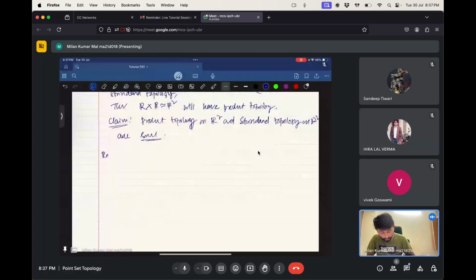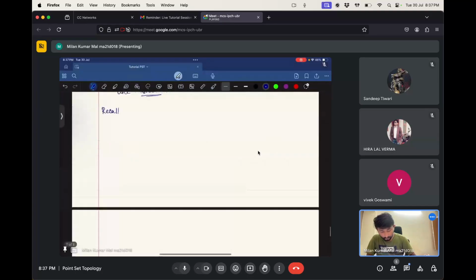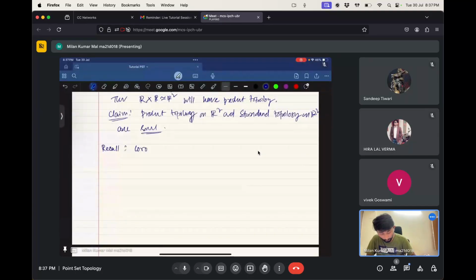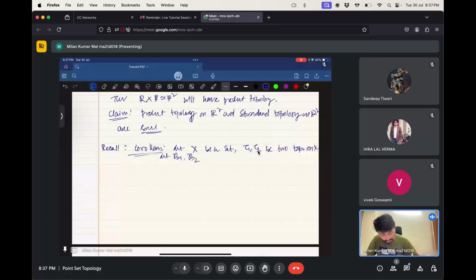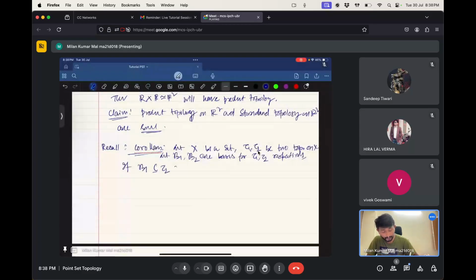That, I'll recall the corollary. What the corollary says is: let X be a set, and let tau 1, tau 2 be two topologies on X. Let beta 1 and beta 2 be bases for tau 1 and tau 2 respectively. Now if beta 1 is a subset of tau 2 and beta 2 is a subset of tau 1, that implies that tau 1 is equal to tau 2.